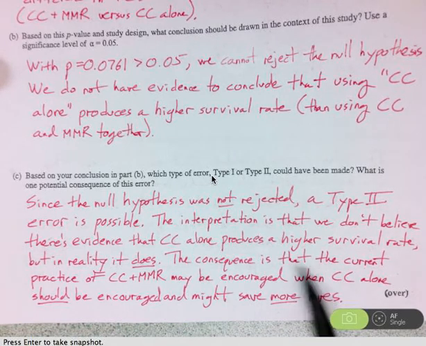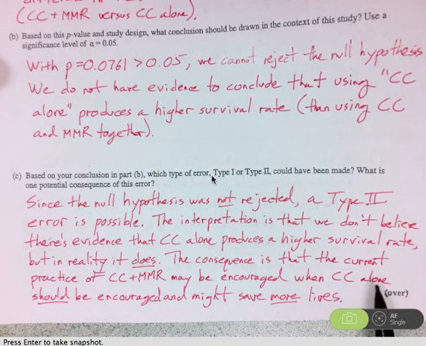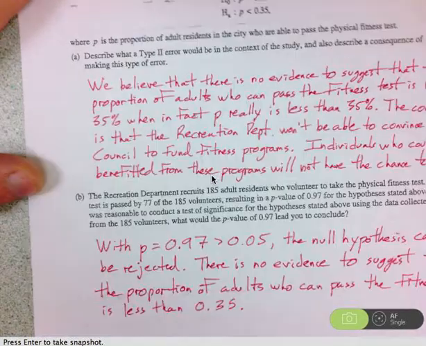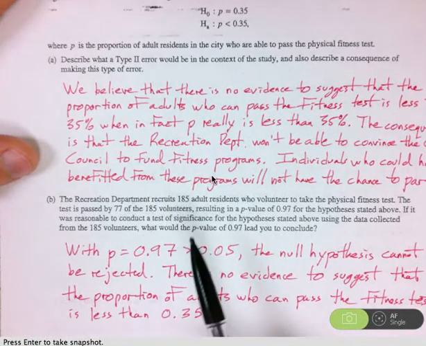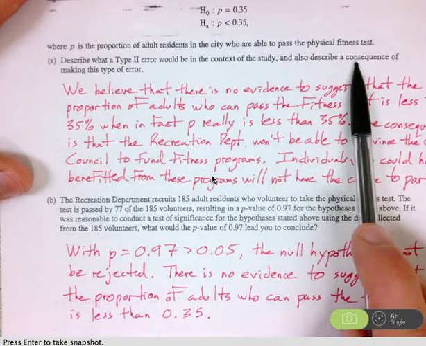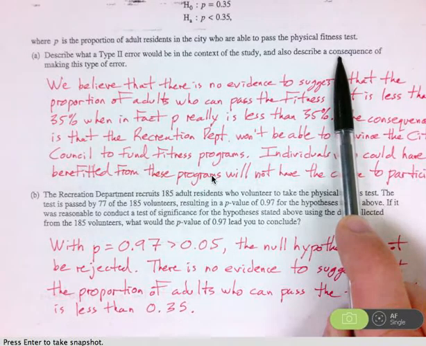The consequence is that the current practice of chest compressions and mouth-to-mouth resuscitation together may still be encouraged, when chest compressions alone should be encouraged and might actually save more heart attack patients' lives. So for the second question on the back, once again, part A is about a type 2 error, so you must describe it in context. And again, like the question on the front, you have to be specific in describing what the consequence is.